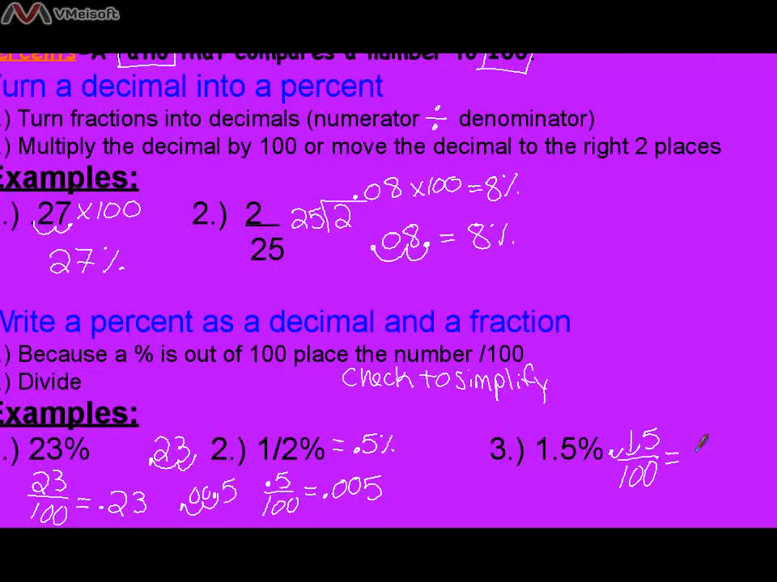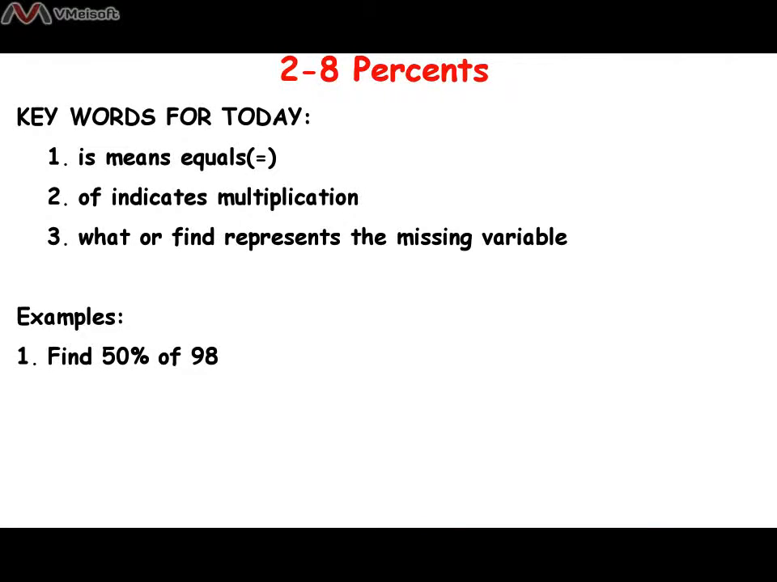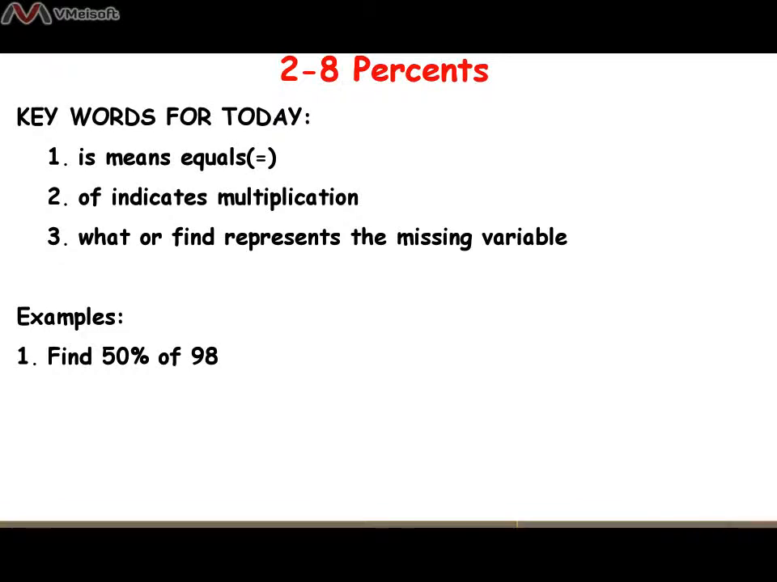Okay, now we're going to go ahead and look at some key words. The key words to find from today. Please hit pause and write down steps 1, 2, and 3 in your notes. Okay, now we're going to look at some examples.